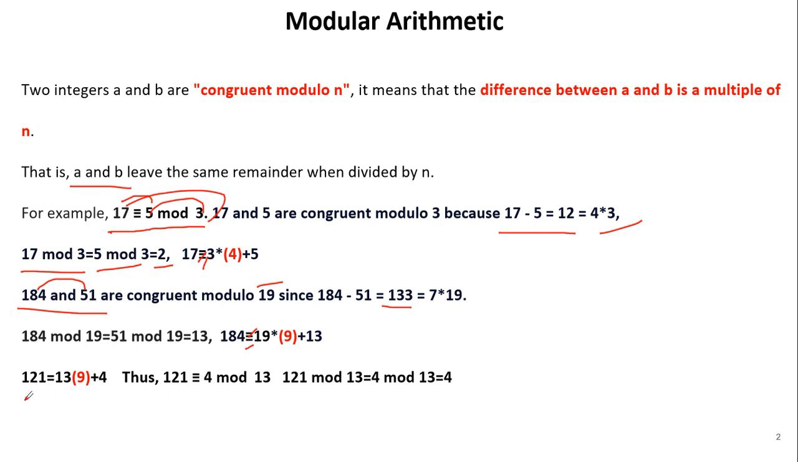Now we'll see the last example. 121 is equal to 13 into 9 plus 4. So we can represent the congruence as 121 is congruent to 4 mod 13. It indicates that when we subtract 121 minus 4, because this is nothing but the remainder, so 120 minus 4, it should be a multiple of 13, and 121 mod 13 is equal to 4 mod 13.